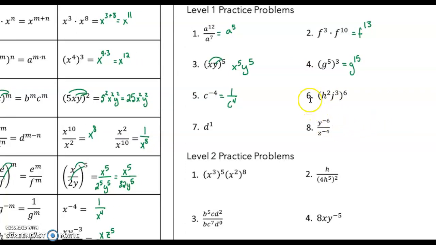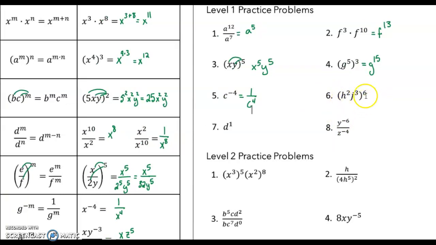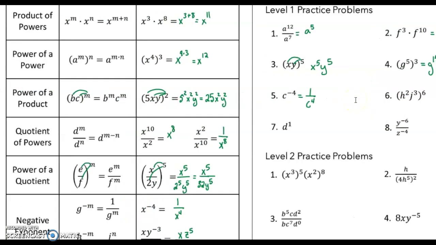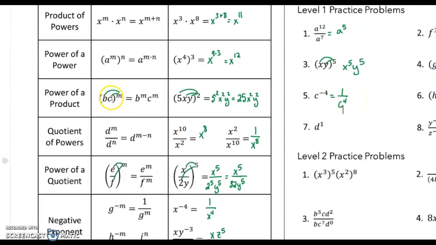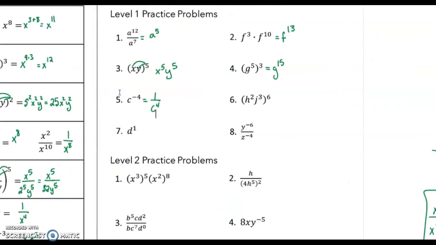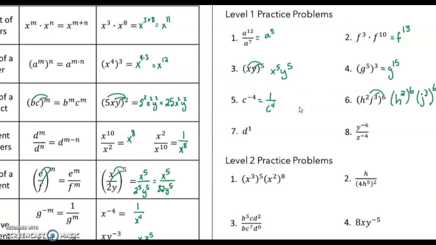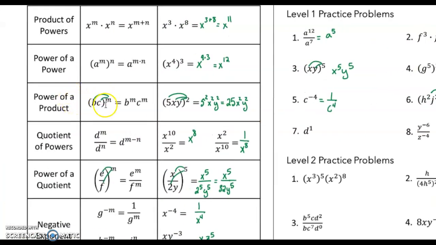Okay. On 6, this is another power to a power type moment, although there's kind of a little extra bit hidden in here. So we have things multiplying inside with a power outside. So we're going to start there. We would have h squared to the 6th power, I'm going to write it like this, and then we had j cubed to the 6th power. So that was where we had the power of a product. We were multiplying and we took the power to everything.